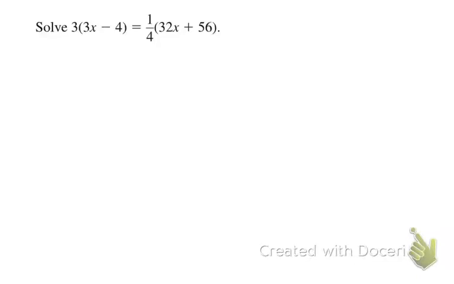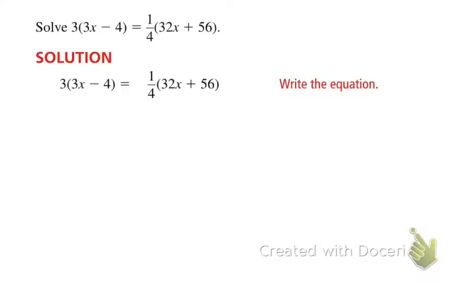For example 2, we're back to the textbook. Solve 3 times the quantity 3x minus 4 is equal to 1/4 times the quantity 32x plus 56. So the first step we're going to do is to distribute. So we'll distribute the 3 on the left and distribute the 1/4, or divide each term by 4 on the right to get rid of the parentheses.